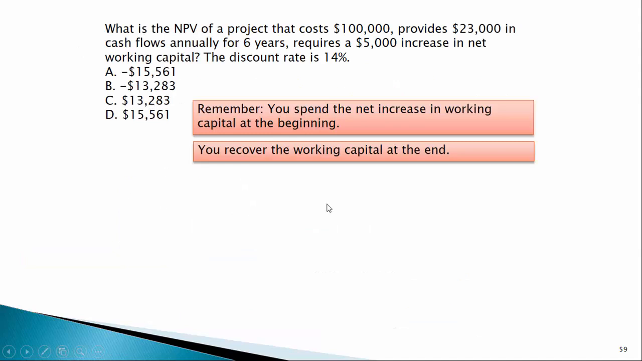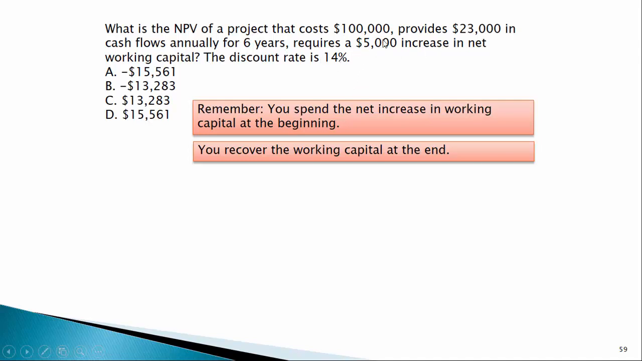Okay, here's one for you to practice. I'd encourage you to practice this. Net present value of a project that costs $100,000 provides $23,000 in cash flows annually for 6 years. Now notice the wording here: cash flows annually for 6 years. When you see the word cash flow, that's a good thing. That means I've figured out cash flows for you. You don't have to go and figure out all of that about depreciation and earnings before taxes and all of that. I figured that out for you in this problem because I'm just trying to get you to focus on the net working capital effects.